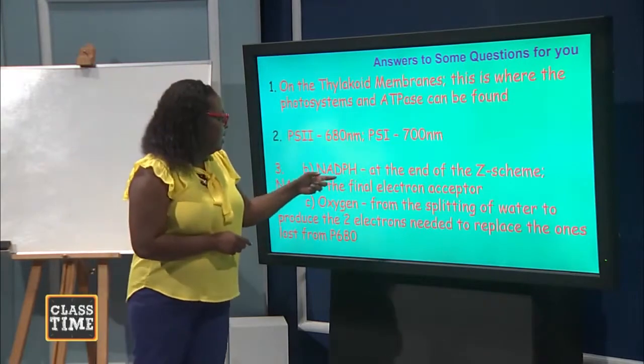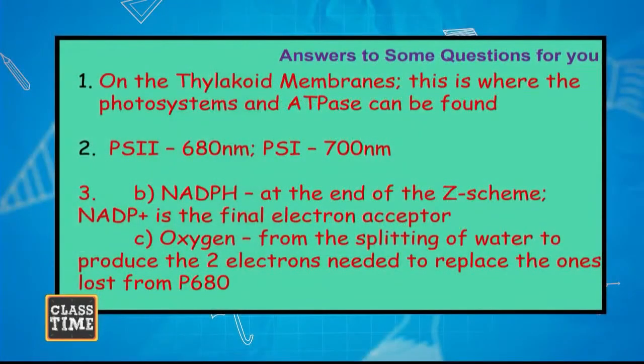The next question asks about where different things were made in the process. You had the NADPH. NADPH is made at the end of the Z scheme, where the NADP plus is the final electron acceptor. That's where it would be made. The oxygen that is made from this process comes from the splitting of the water molecules. That produces the 2 electrons that are needed to replace the ones that are lost from P680.